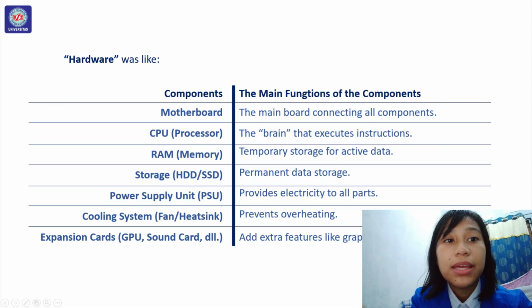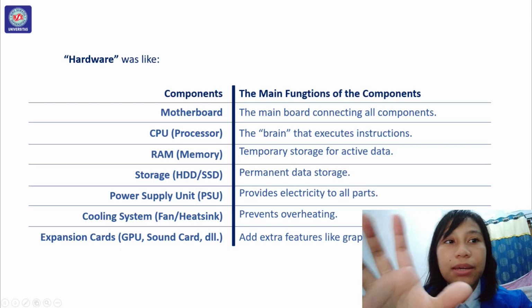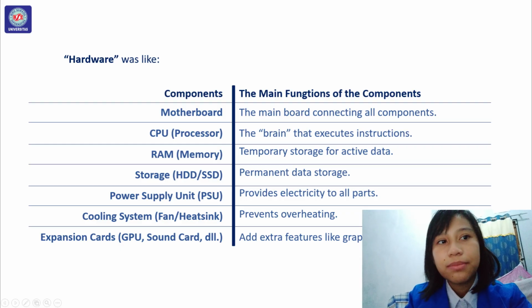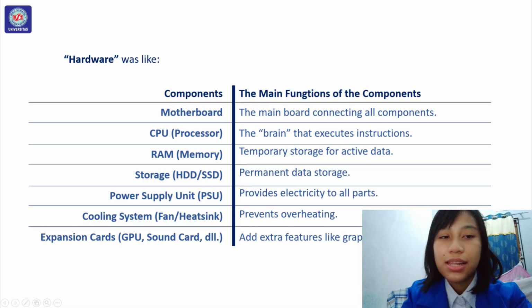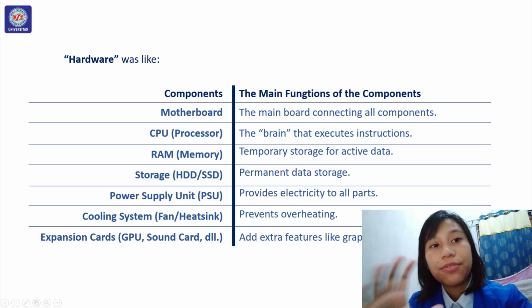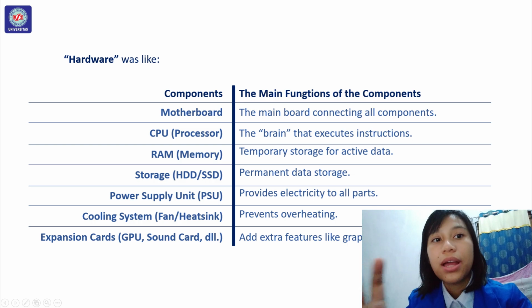Next is the power supply unit. Without it, the computer cannot work. It provides electricity to all parts. Next is the cooling system. This is to prevent overheating. And the last one is the expansion card. It can be a GPU, sound card, and more. This component can add extra features like graphics or audio.